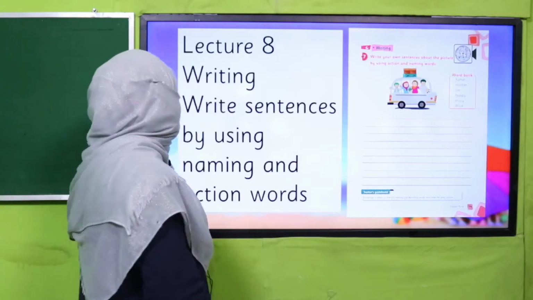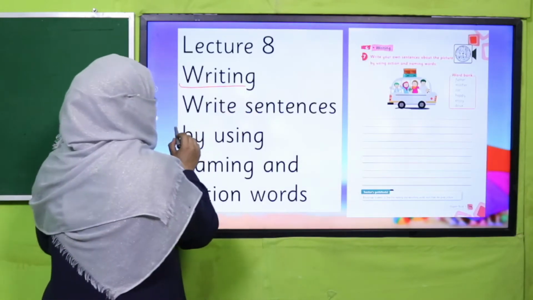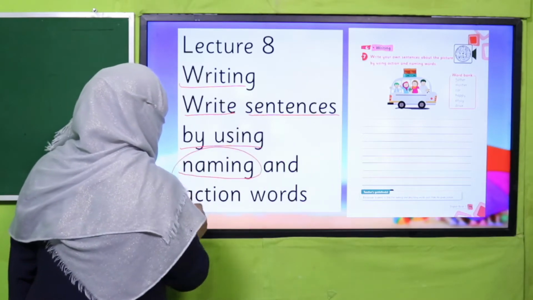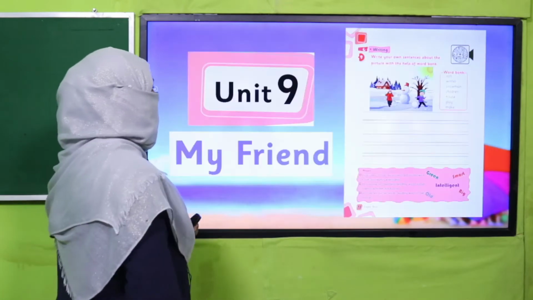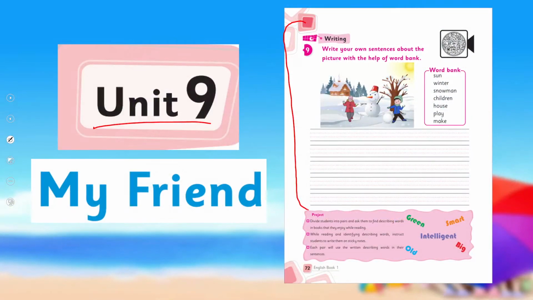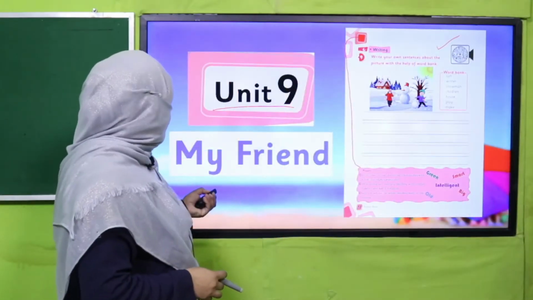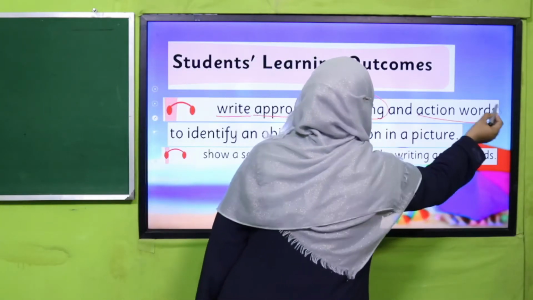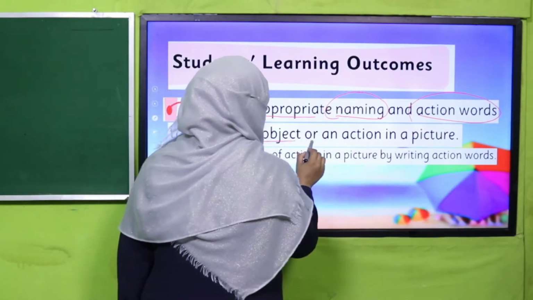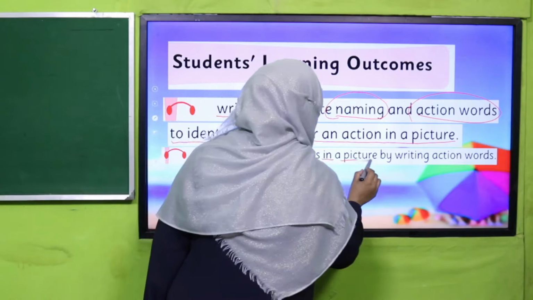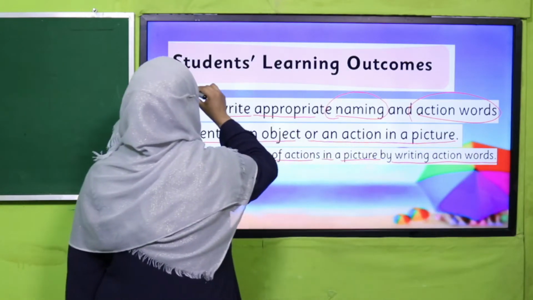Yes, my dear children, today under the title of writing, we are going to learn how to write sentences by using naming and action words. Before this, in your Unit 9, I have taught you how to use naming and action words in writing. I hope you remember. If not, you may watch this video lecture again. And we are going to learn how to write appropriate naming and action words to identify an object or an action in picture, and to show a series of actions in a picture by writing action words. These are our today's SLOs.